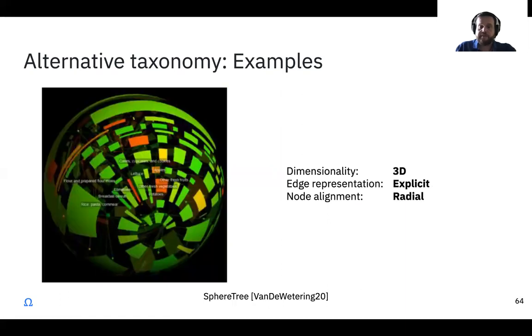Conversely, the sphere tree is a 3D visualization, so it's a sphere. The edge representation is explicit. We see those little lines that go there, so we draw the nodes, draw the edges as lines, so that's explicit. And the node alignment is radial. It's a sphere, right?